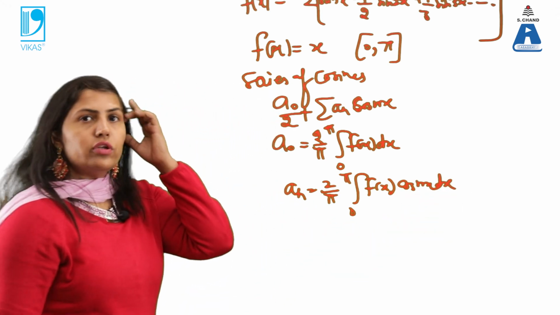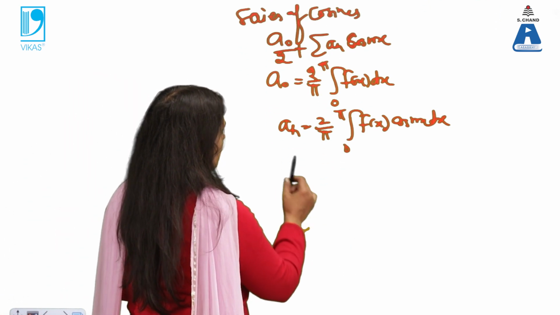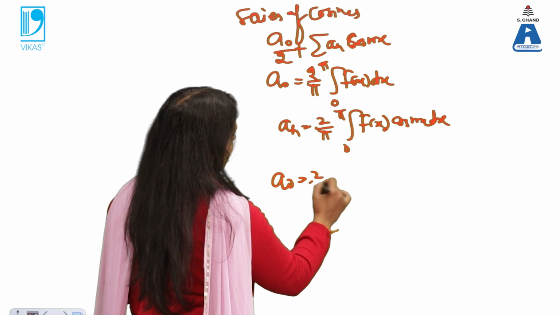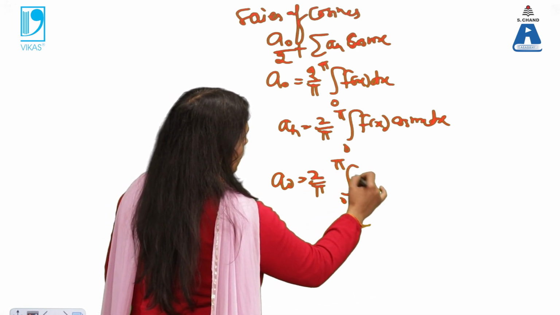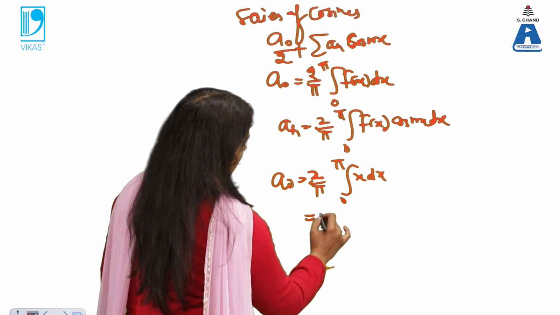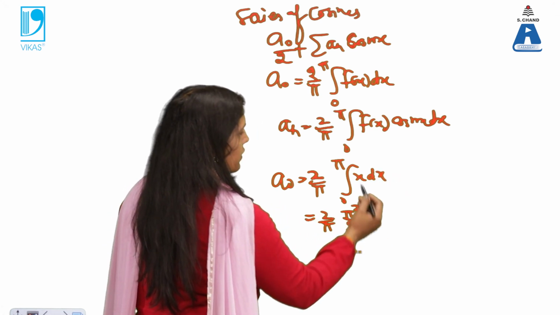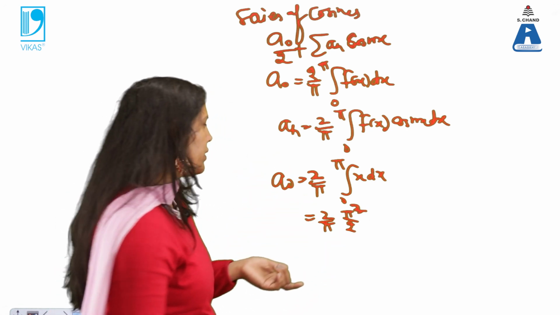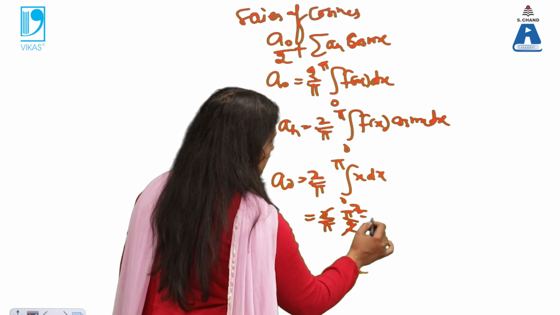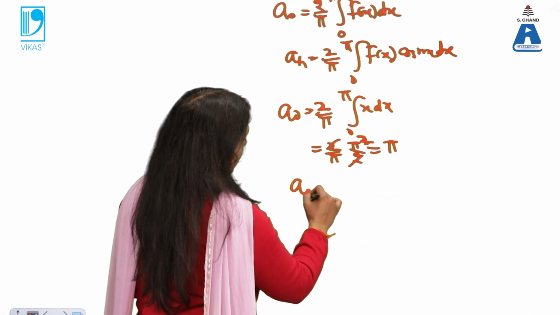Now my function is x, and the extension will be according to the even concept. So a naught will be 2 by pi integral 0 to pi x dx. It will be 2 by pi times pi square by 2, because the integration of x is x square by 2, and when you substitute the limits it becomes pi square by 2. So the 2s get cancelled, and it is pi only.